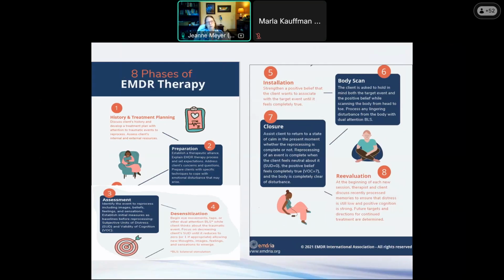And so after we've triggered the memory network, then we do sets of bilateral stimulation, and we check in periodically and see if there's anything that's changing between sets. So we are trusting that the brain wants to heal. And so at this point, we as therapists are along for the ride. So we trigger it, we start the bilateral stimulation, we check and see whether anything is changing. So is the brain processing? And then we do another set and we check in again, and then we do another set.